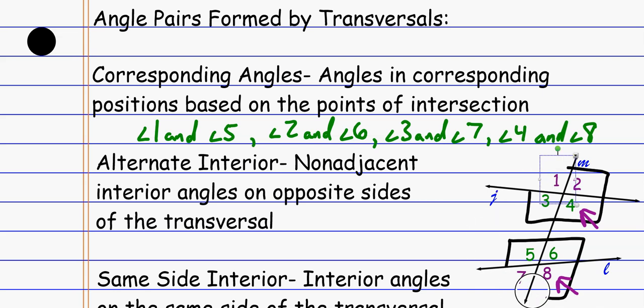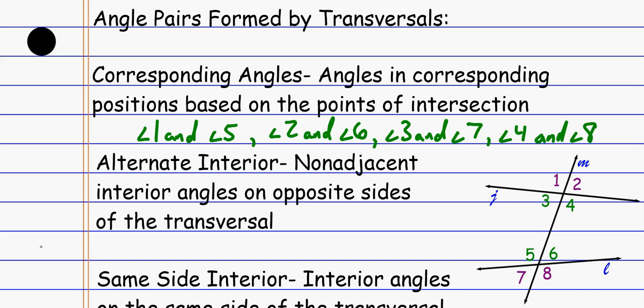The next one, alternate interior angles. First of all, the interior should be a little bit of a giveaway here. Interior means that they're interior angles. They're angles that are in between the lines being intersected. But alternate is referring to the transversal. Alternate means they're on different sides. Remember, when you alternate, you go back and forth between different things. So alternate means they're on different sides of the transversal, and interior means they're inside the two lines.